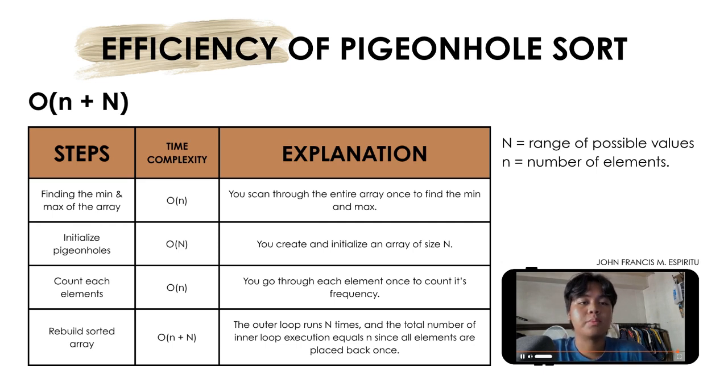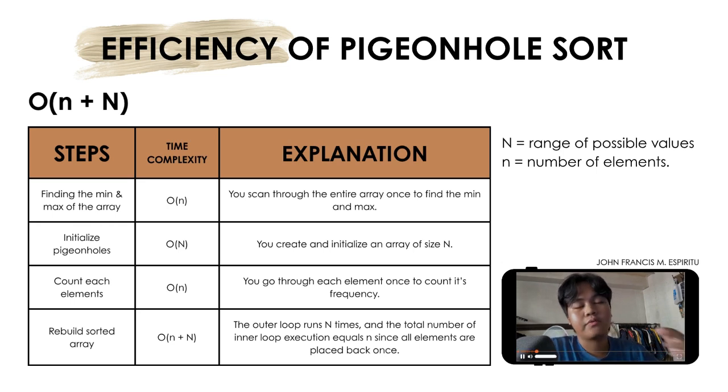This shows why pigeonhole sort is great for small, tightly ranged data, but not for large or wide-ranging datasets. So to summarize, pigeonhole performs linearly when the range is close to the number of elements, but as the range grows much larger, its efficiency drops both in time and in space.